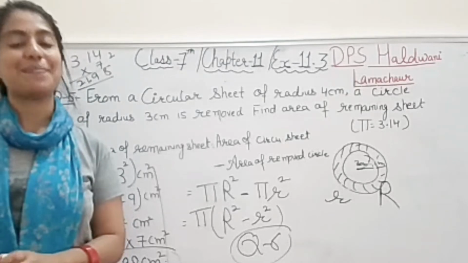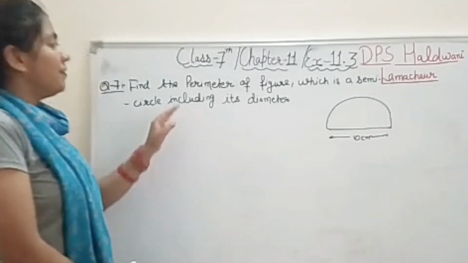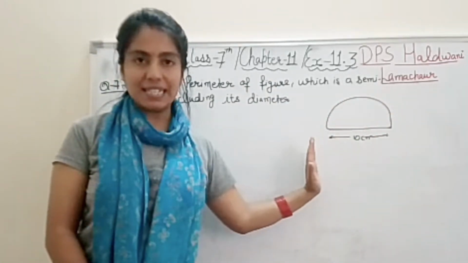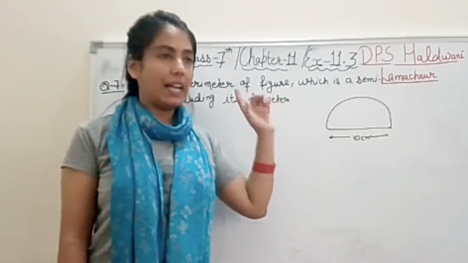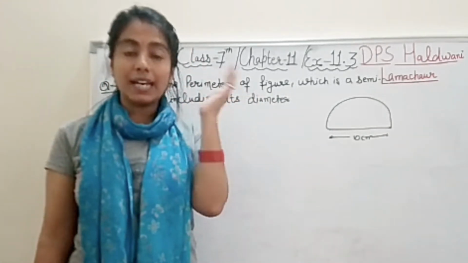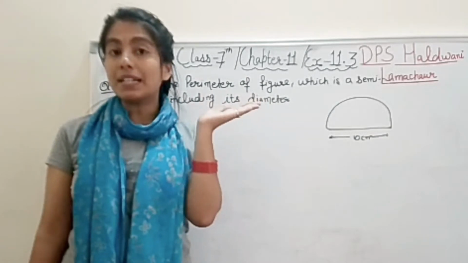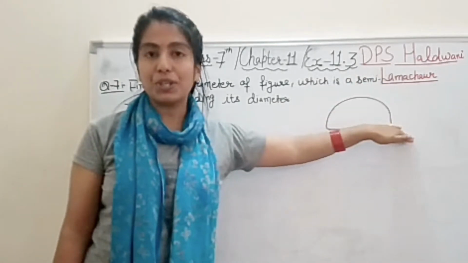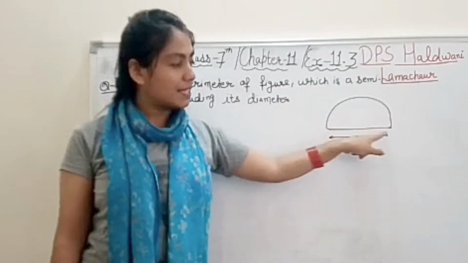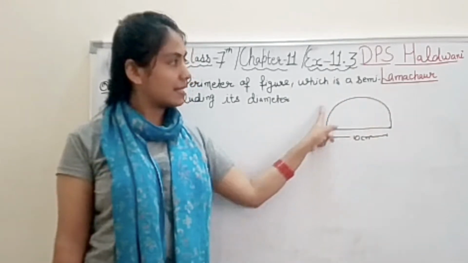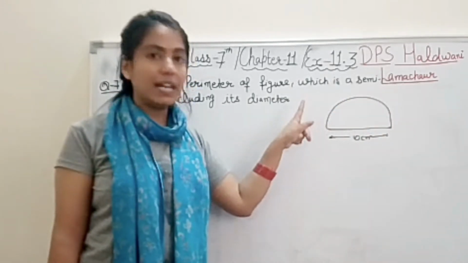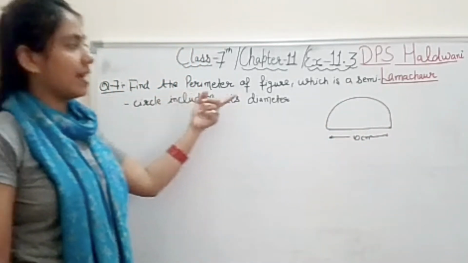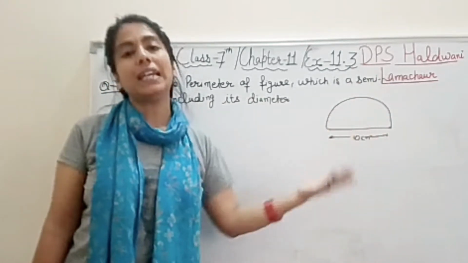Right? Now coming to question number 7. Question number 7 says: find the perimeter of the figure, which is a semicircle, as you can see. When you see a semicircle and it asks for the perimeter, directly learn the formula. The perimeter of a semicircle is diameter plus pi r, because perimeter means total length. So this length plus this length, and this is a semicircle: full circle is 2 pi r, and half is pi r. Right student? Very simple. The next line says including its diameter. Obviously in the perimeter we will include the diameter also.